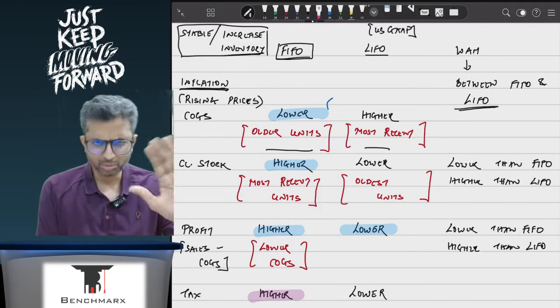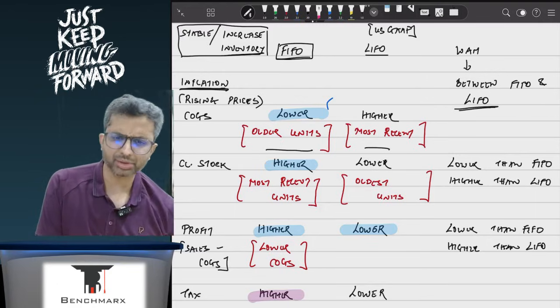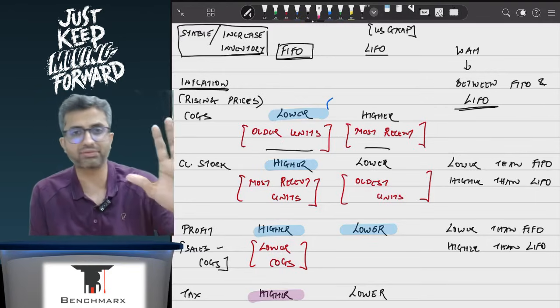Now, most of the countries are in inflationary environments. There are certain countries like Japan which may be under a deflationary environment, but most countries are under an inflationary environment.